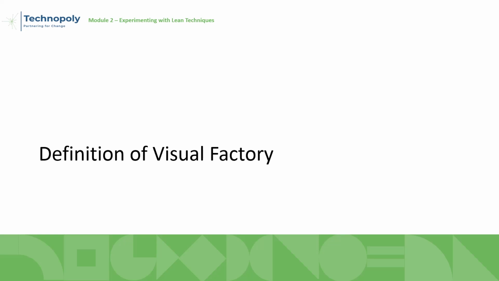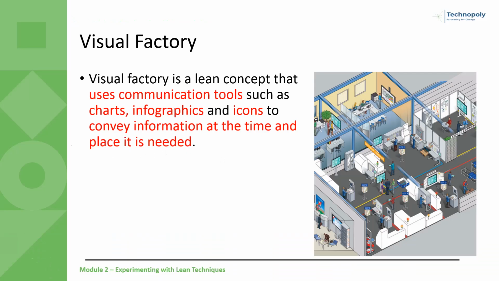A key element in the effective implementation of Lean is the concept of visual factory. Visual factory is a Lean concept that uses communication tools such as charts, infographics, and icons to convey information at the time and place it is needed. Conveying this information visually reduces the time invested in reading, processing, and interpreting text-based instructions.